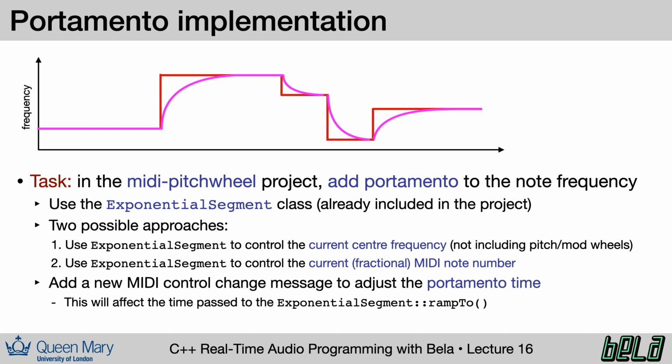Your task then is to replace the current float called gCenterFrequency with the exponential segment object. Whenever you want to change the note, instead of just changing gCenterFrequency, you're going to call the ramp2 method of the exponential segment class. For more details on that, go back to lecture 14. Finally, use a new MIDI control change message to adjust the Portamento time. At its smallest value, you should hear no Portamento at all, and at its largest value, the Portamento should be fairly slow. A reasonable range of values here might go up to 0.5 or 1, let's say. This is the last task for this lecture, so pause the video and see if you can make it work.